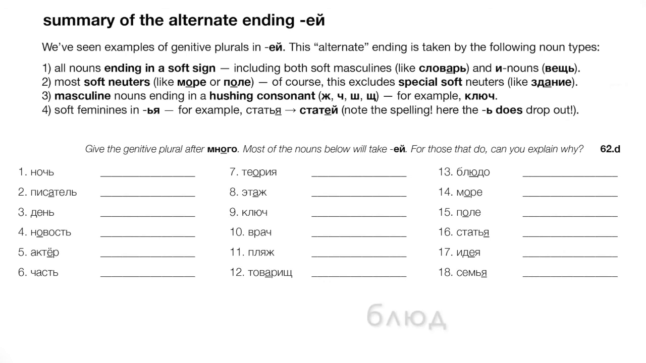13, dishes, блюд. Right, so that's obviously just a hard neuter, zero ending. Четырнадцать, море, soft neuter, right, so that's going to be морей, and again, the -ей is stressed. Пятнадцать, поле, field, that's going to be полей, again with the stress shift. 16, статья, there's one of those feminines in soft sign я, that'll be статей, with no soft sign anymore. 17, идея. That's just an ordinary soft feminine, so that's going to be идей, zero ending. In 18, семья, that's семей, семей.